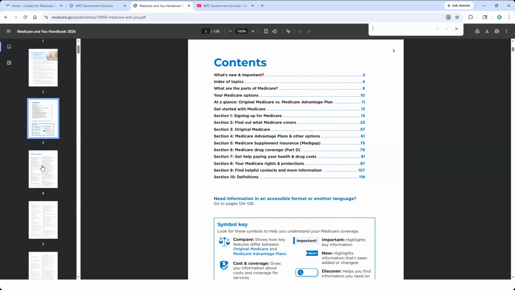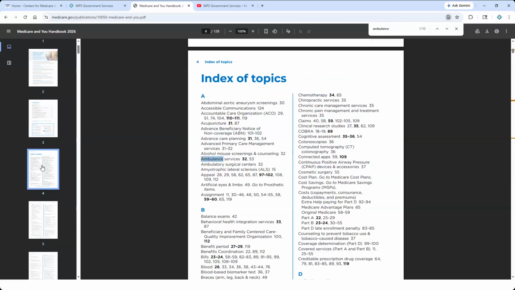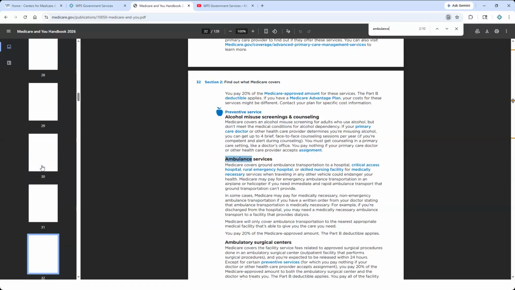I'll just use ambulance just because. And what I'm going to do is make sure that, okay, it's going to say, hey, this is where we looked at ambulance. Well, what did they tell them? Well, here. Medicare covers ground ambulance. Here's where it is. Medicare pays emergency ambulance transports. Okay. If immediate, rapid. Okay. And so this is what they're actually telling them. Hopefully that helps you understand what the patient is looking for.